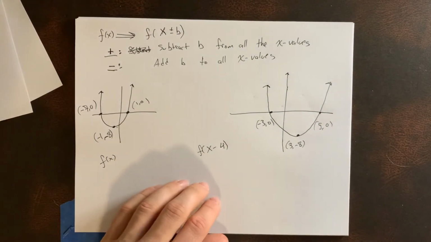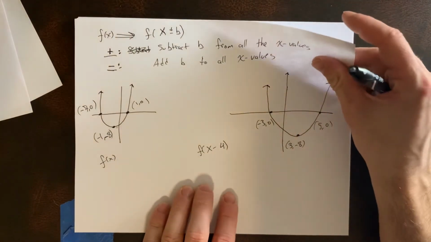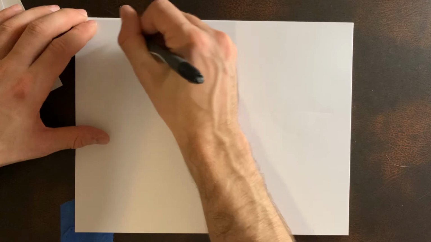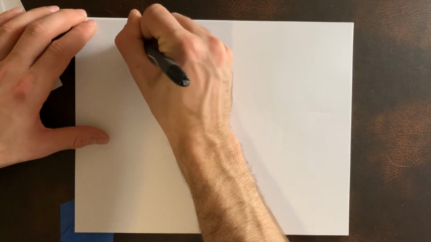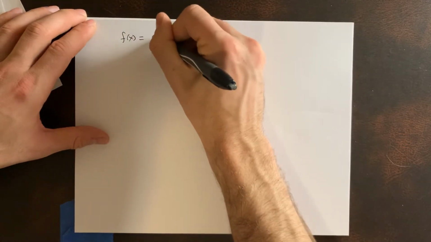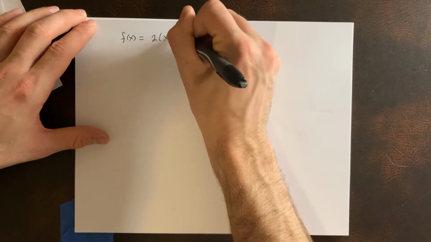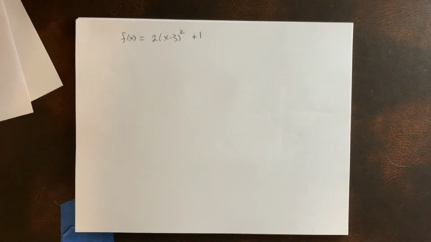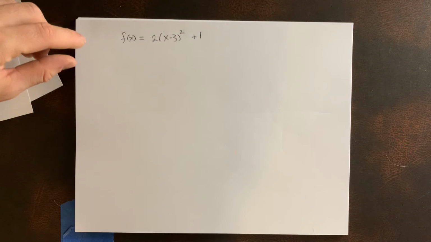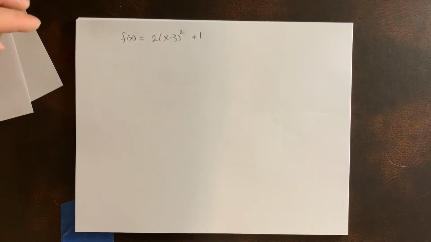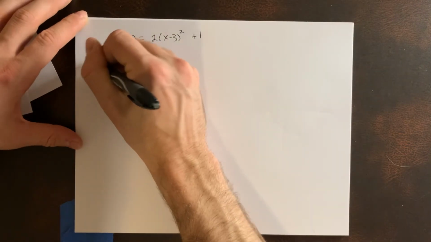Okay, so with these 3 rules in mind, now let's go back to that first problem that we briefly mentioned at the beginning of class. Say we want to graph this equation: f of x is equal to 2 times (x minus 3) squared plus 1. We're going to do this through something called transformations, and also something called the parent function. So let's start with the parent function.